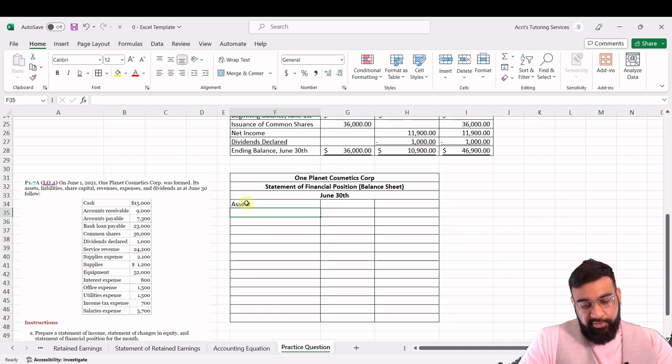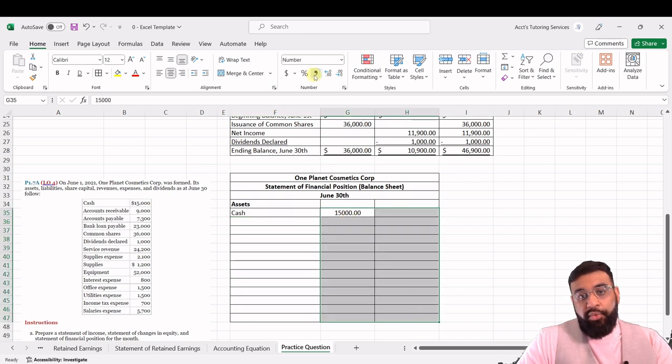Now we're going to start off with our assets first. Our assets are listed in the order of liquidity. The order of liquidity is simply what we can convert to cash the fastest. So usually the general formatting of the order of liquidity is going to be cash, accounts receivable, supplies, inventory, prepaid expenses, land, building, and equipment. So we're going to go ahead and do cash first. Cash is going to be 15,000. So that goes in over here.